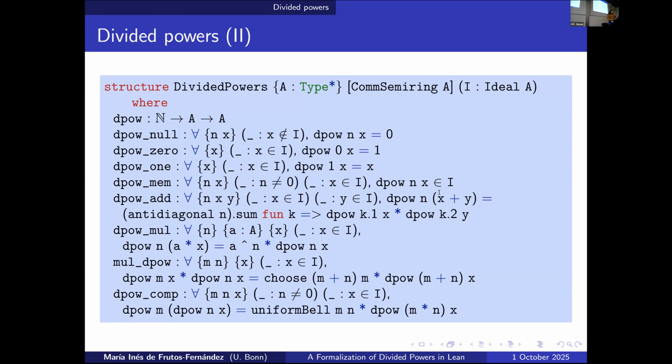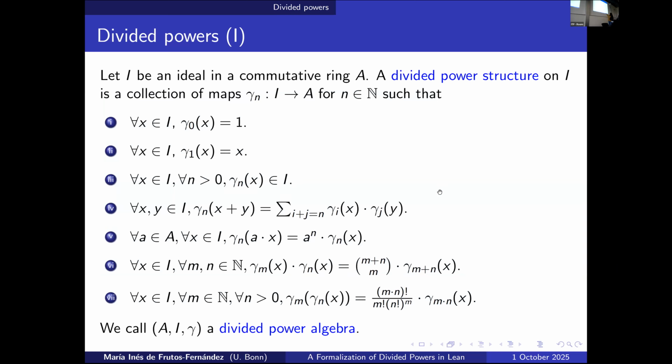And then the last comment about this definition is this uniform Bell function that appears here. This is this kind of combinatorial looking element. And just looking at this formula, this might look like a rational number, but in fact, we can prove that this is always a natural number, and we did that in the formalization.